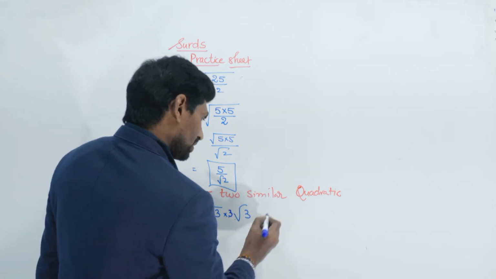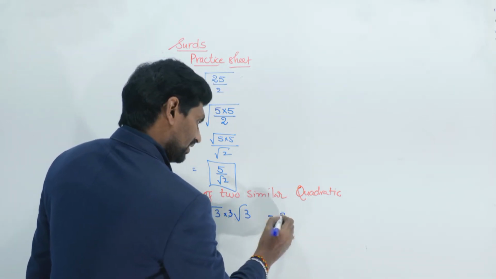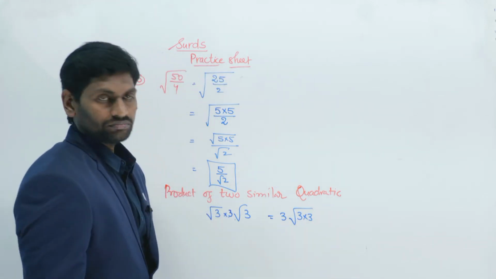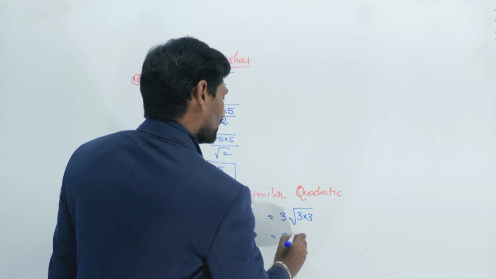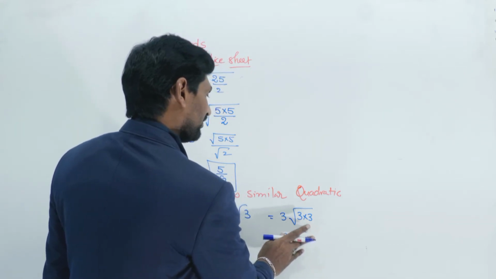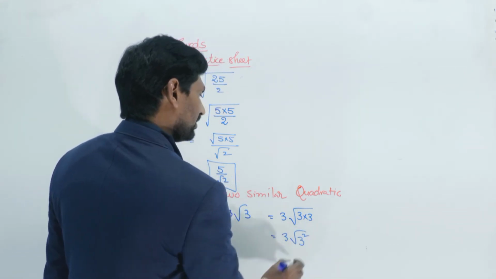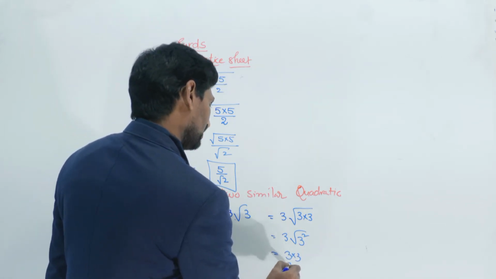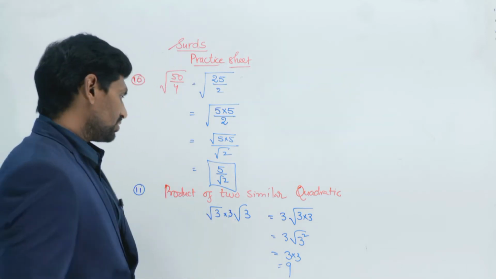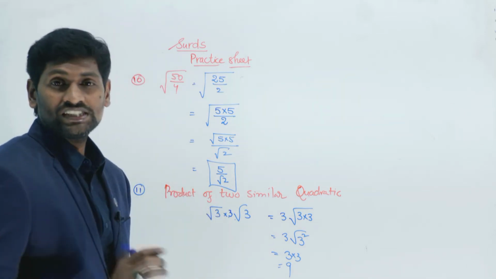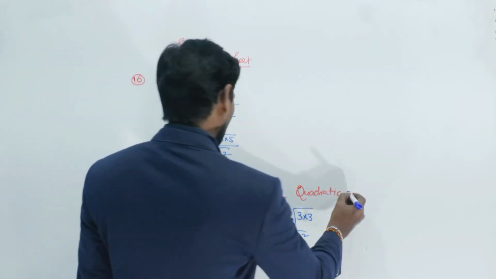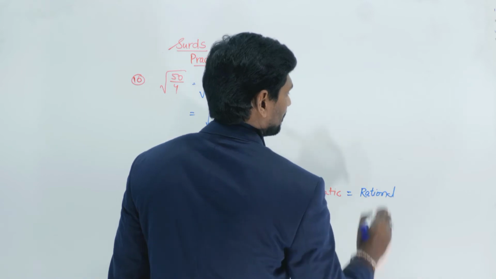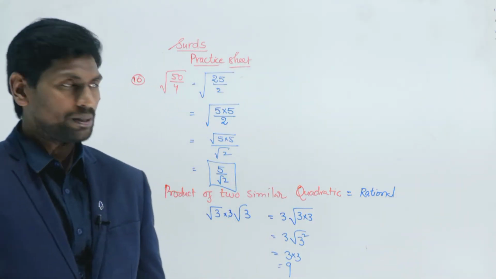For example, I am taking 3 root 3. When you multiply both of them, 1 into 3, 3, root 3 into root 3, we can write like this. 3 3s are 9, or 3 into 3 we can write as 3 square. 3 square means only 1 3 will come without the root. So 3 into 3, 9. So 9 is a rational number. So whenever you take any two similar quadratic surds, their product is a rational number.